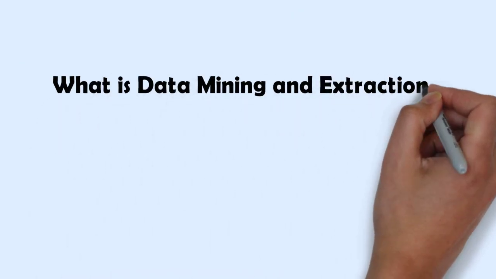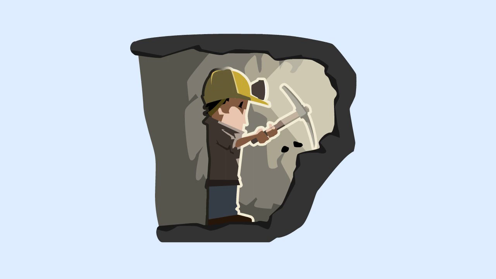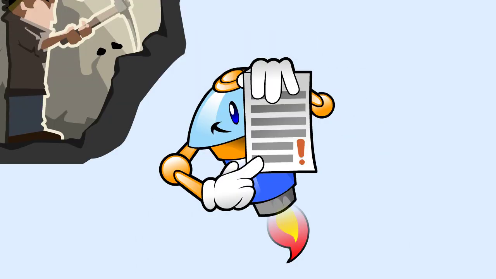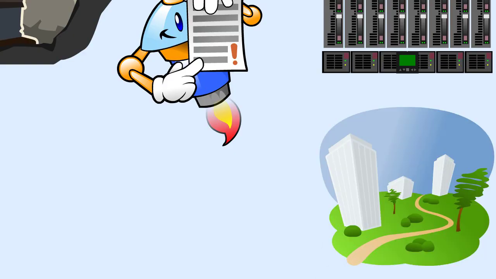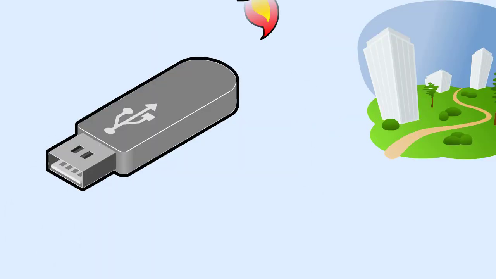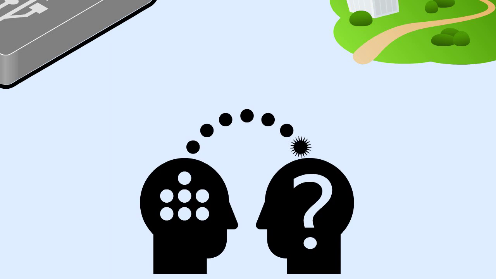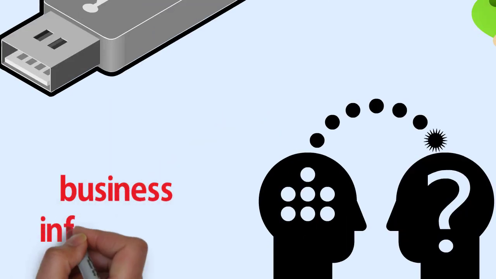What is data mining and extraction? Data mining is the process of looking for patterns or other useful information, usually from an enterprise-wide database or a data warehouse. Extraction refers both to extracting data and extracting patterns or knowledge from the data to produce useful business information.